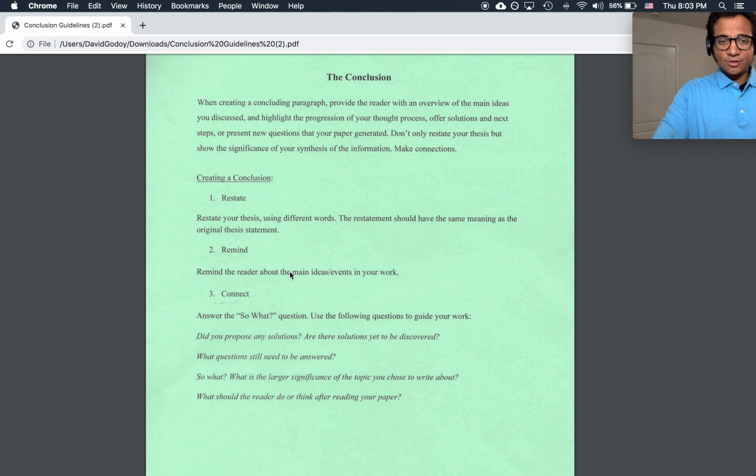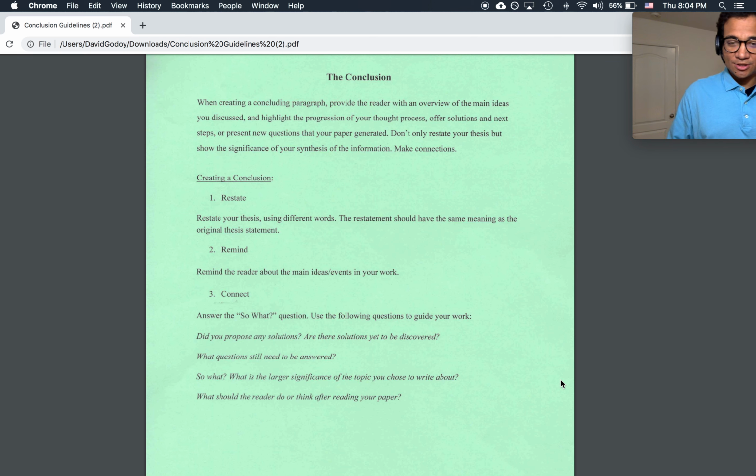So, creating a conclusion. Restate your thesis using different words. The restatement should have the same meaning as the original thesis statement. Remind the reader about the main ideas in your work. This is huge right here. Answer the so what question. Use the following questions to guide your work.